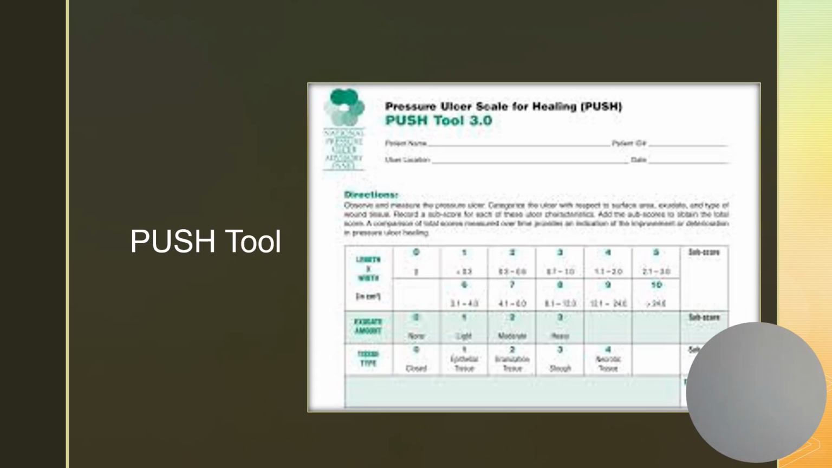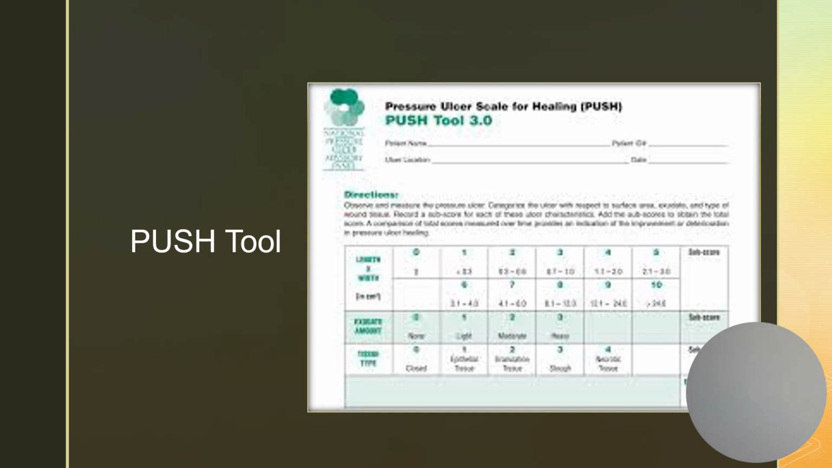This is a PUSH tool. It was developed by the National Pressure Ulcer Advisory Panel, and we use it as a measurement tool to identify improvement or deterioration in pressure injuries. We look at the size of the wound, so we're looking at the length. We are going to multiply the length of the wound by the width of the wound, and then we match that with the appropriate score.